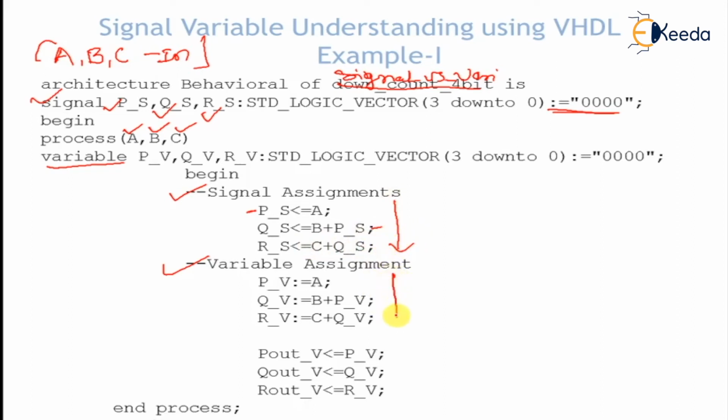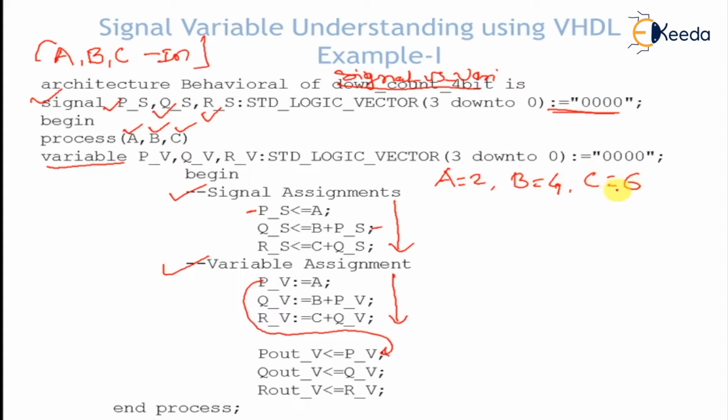Exactly the same we are writing in a variable assignment. Now usually variables are not visible in the simulation, so these values again we are assigning to the signals P_out, Q_out, R_out, that is P_out_V, Q_out_V, R_out_V. So let us take one example and try to simulate how it will happen. So I am taking the initial value of A as 2, B is equal to 4, and let us say C is equal to 6.